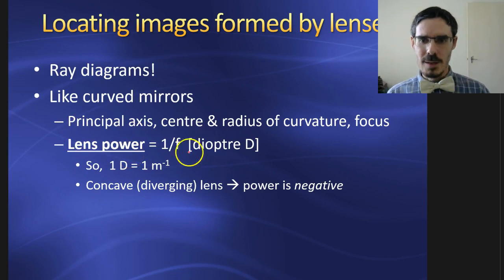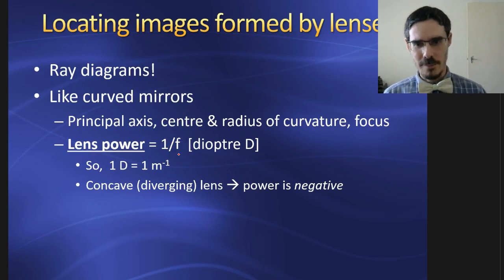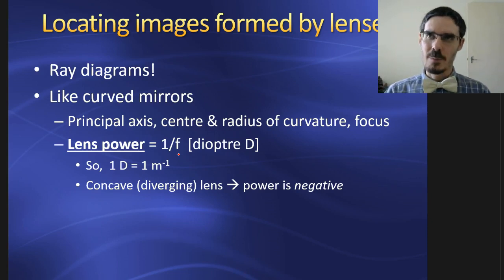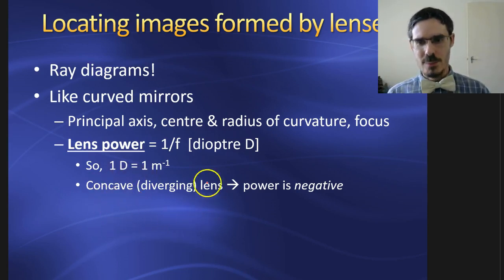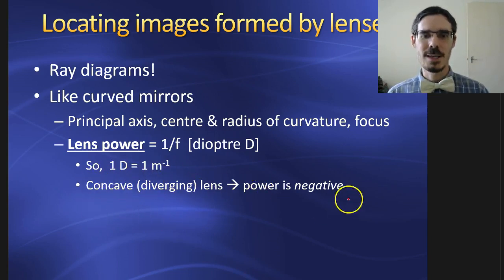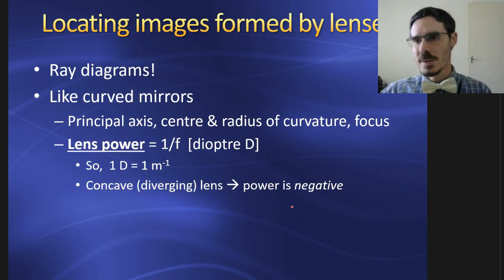The power is the reciprocal of the focal length. It's measured in diopters, which is just per metre. It's the inverse of metres. This means that a more powerful lens has a shorter focal length. A concave lens, remember, was diverging. So a concave lens actually has a negative power and a negative focal length because the focus is behind the lens.